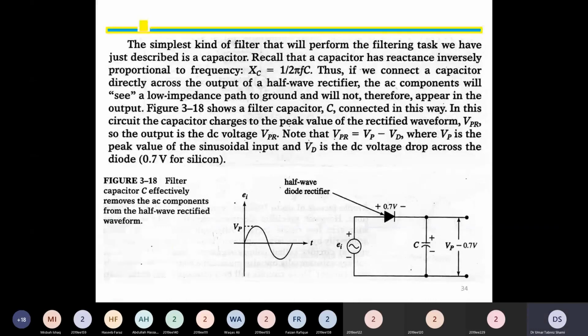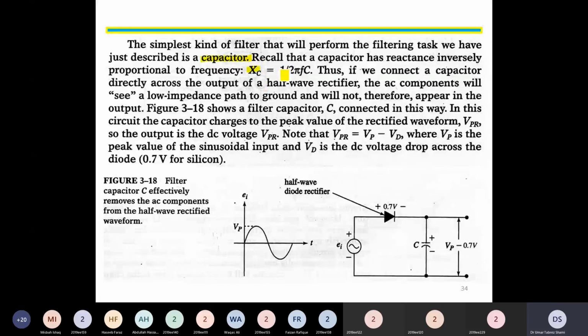Now, to get this filtering, the simplest kind of filter that will perform the filtering task we have just described is a capacitor. This is the simplest filter. A simple capacitor is our simple filter. We recall that a capacitor has a reactance inversely proportional to the frequency. That is, the impedance of a capacitor is equal to 1 over 2 pi FC.